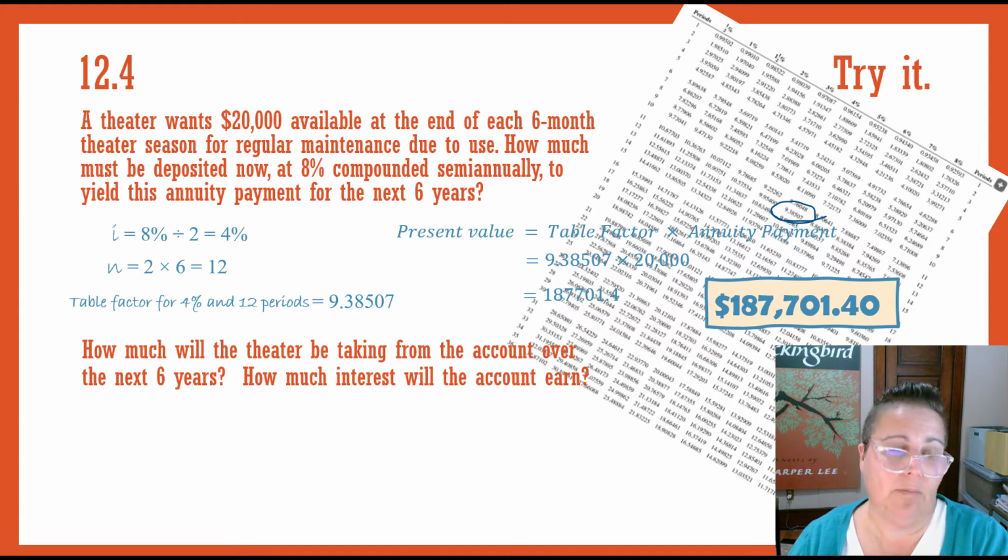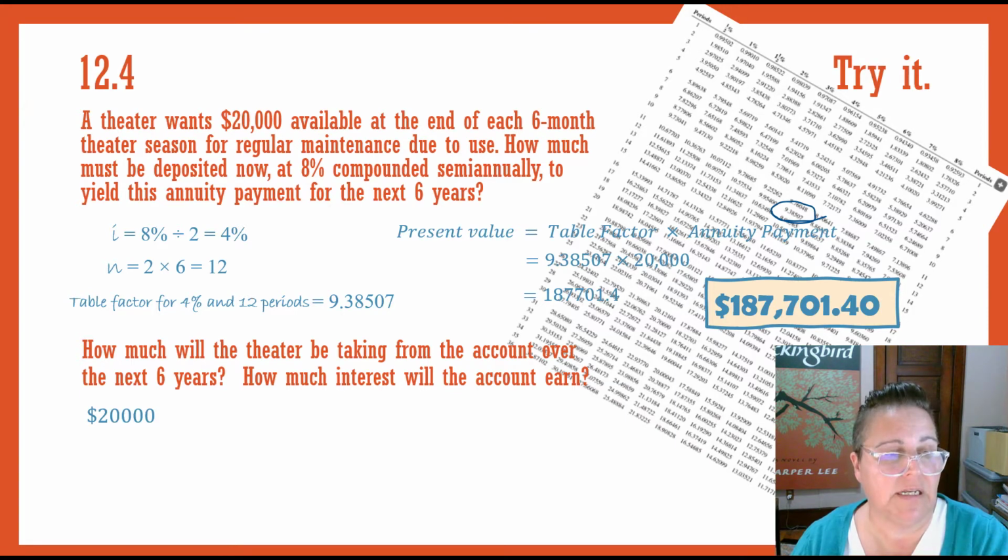So how much will the theater be taking from the account over the next 6 years? Well, they're going to take all of it. They're going to take all of it, but if they're able to put away $187,701 today, they're going to keep earning interest on that over the next 6 years. And that interest will account for some of that $240,000. They won't need to put it all away.